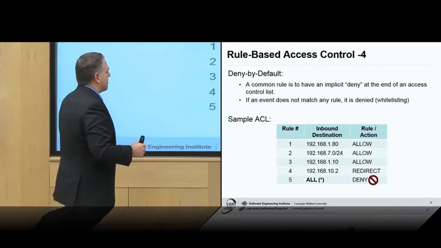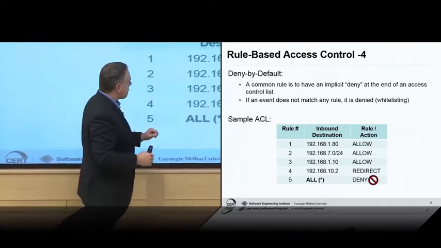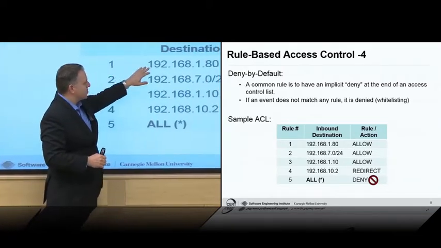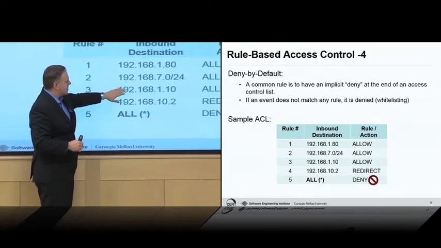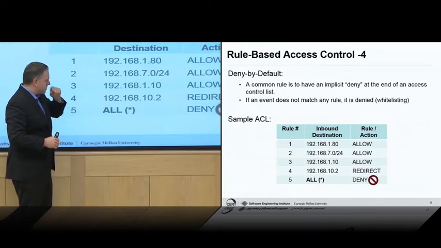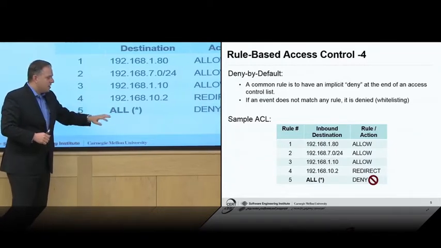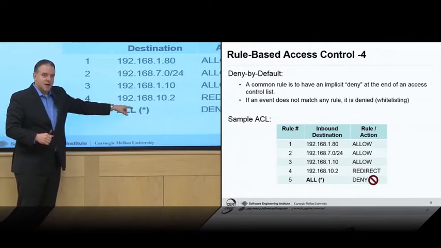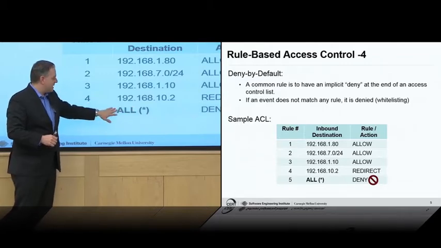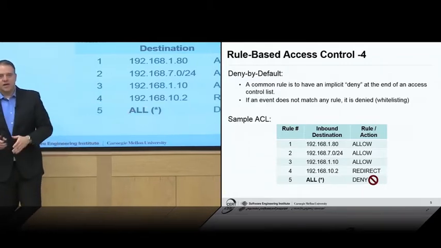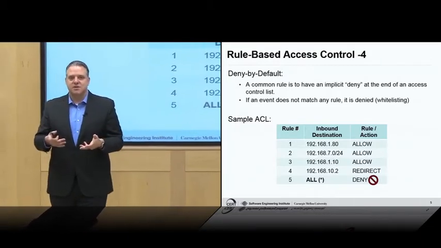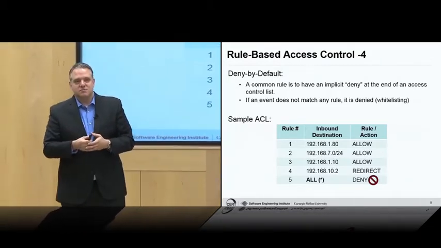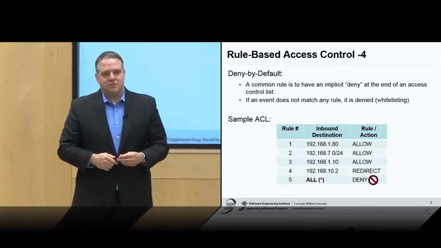So you can see here in this example, if we go through each of these rules and I don't match this one, I'm not matching this one, or the 10.2 rule down here, my default is I'm not allowed to do it. If we didn't have this rule down here, then I would be allowed to do it because there wasn't anything that specifically denied me, for lack of a better word.